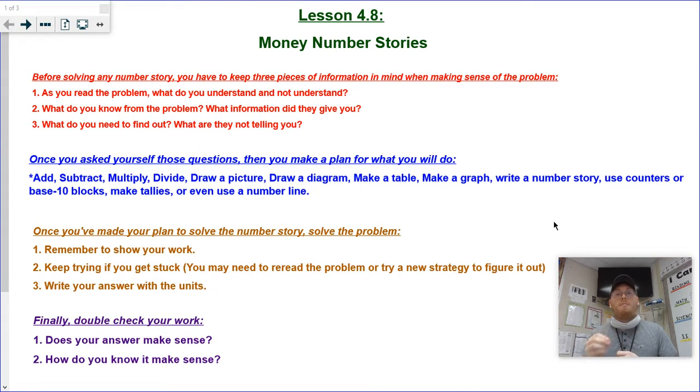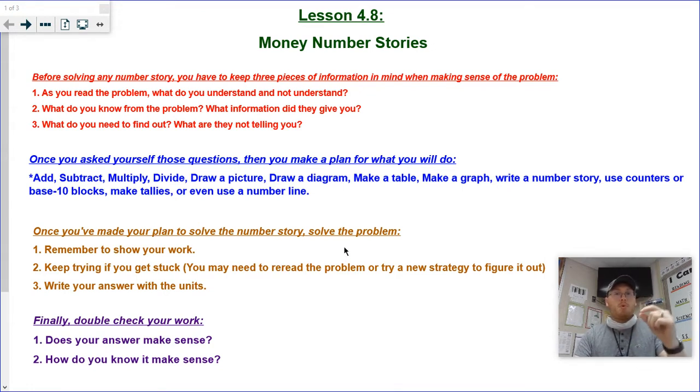Keep in mind, with number stories, there might be multiple steps in order to solve them. You might be adding and multiplying in a problem, or multiplying and subtracting. You might need to make a graph or a table with multiplying. If you have a multi-step problem, which you'll need to figure out based on those three questions at the top, then you can know what kind of plan and strategy you're going to use.